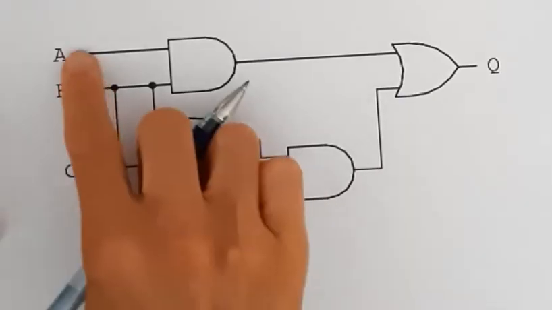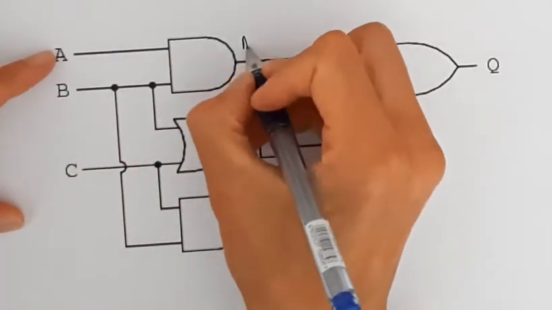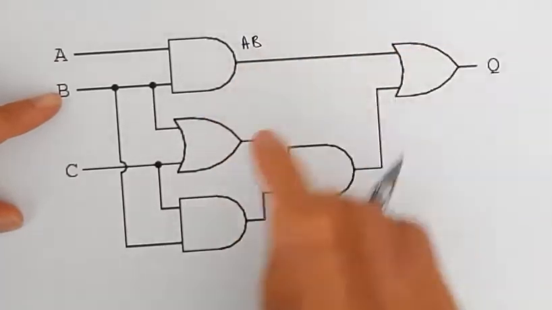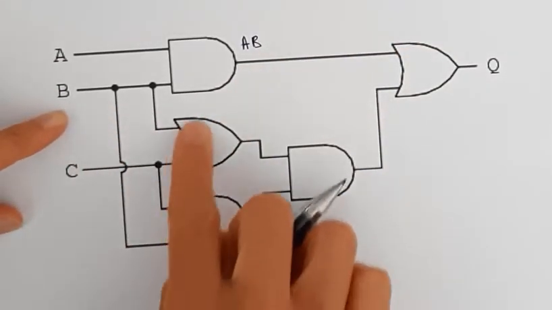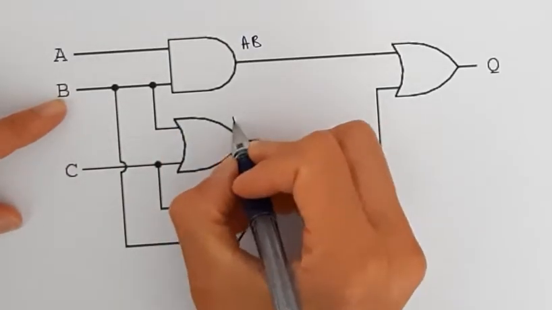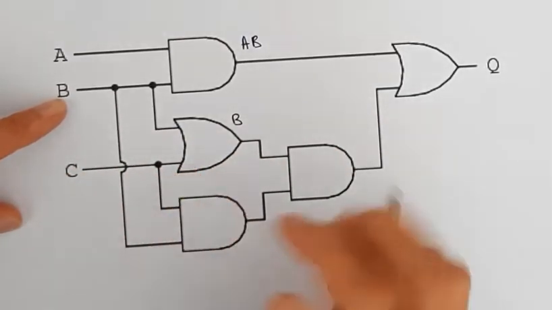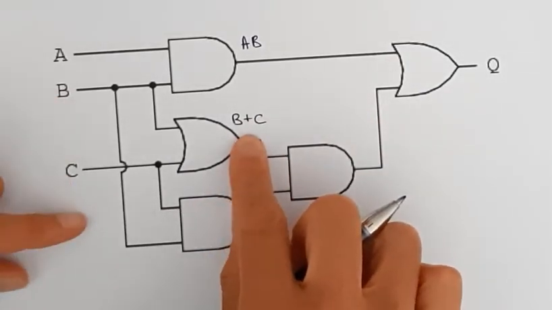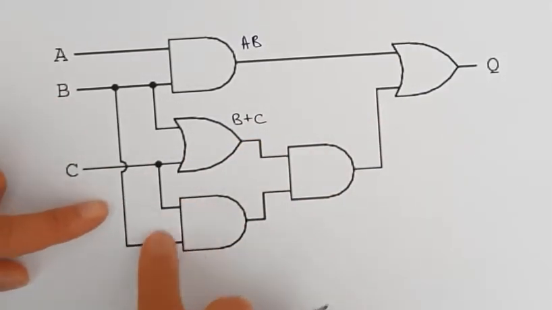So we've got an AND gate here with A and B coming in. Here I've got an OR gate with B coming in, and C is also coming in to this OR gate, so I've got this coming out. So I'll finish everything on the input side first.